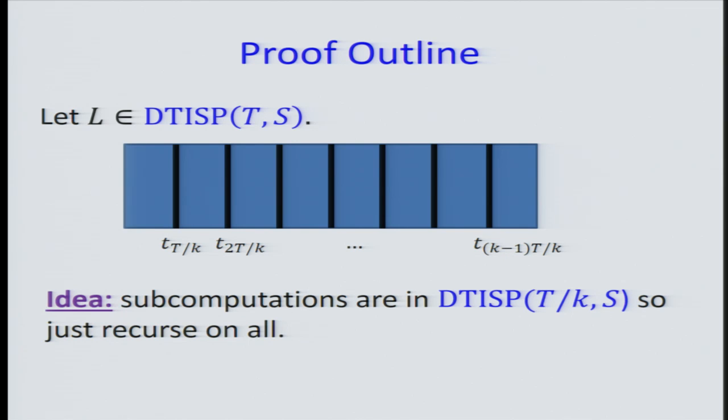Each one of these subcomputations you can compute by yourself in time t over k and space s. So they're in DTIME-SPACE(t over k, s). So the first naive idea is, why don't we just recursively assume that we have interactive proofs for these problems and recursively run all of them? We're trying to build an interactive proof for this DTIME-SPACE(t, s). Let's assume inductively that we have interactive proofs for these types of languages, and just recurse on all. So that's a nice idea.